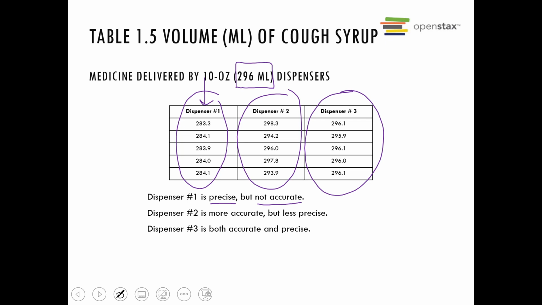In dispenser 2, here we have 298, 294, 296, 297, 293. So we range from 298 to 293. That's quite the range. And there's only one of our measurements that hit the 296. So, I mean, we're closer to being accurate. Yes, we're more accurate, but we are less precise. They're kind of all over the place. Now let's look at dispenser 3. 296, 295.9, 296, 296, 296. Wow. So these measurements, I would say, is both accurate and precise.